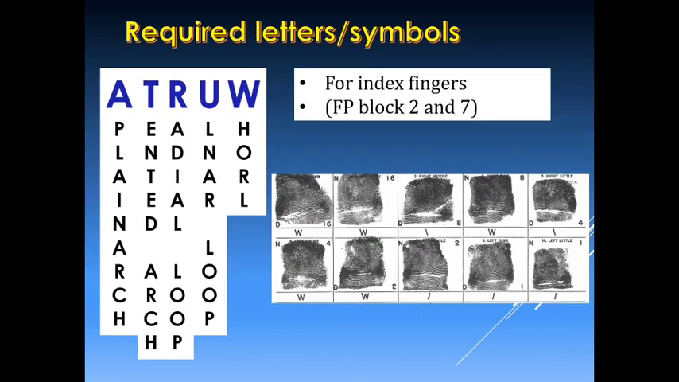Take note that in the blocking out, the letters used should be all capitalized. So based on our example here, we have a capital letter W, which is placed on the index fingers. And take note, you should place the letters or symbols on the centermost part of the lower portion of the fingerprint pattern. So in this particular part.